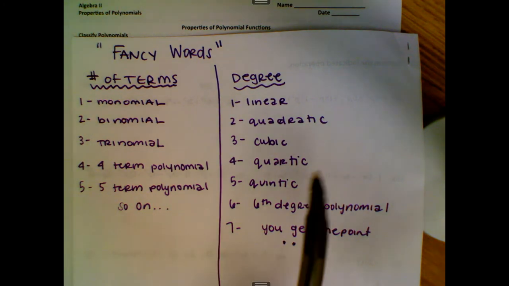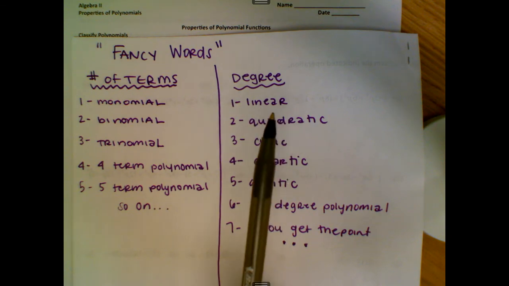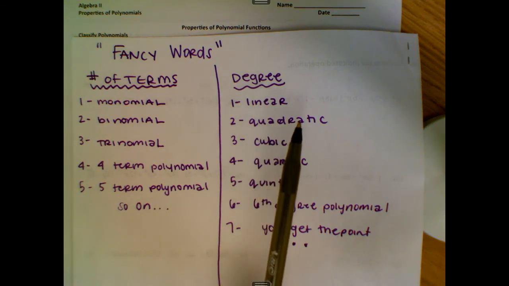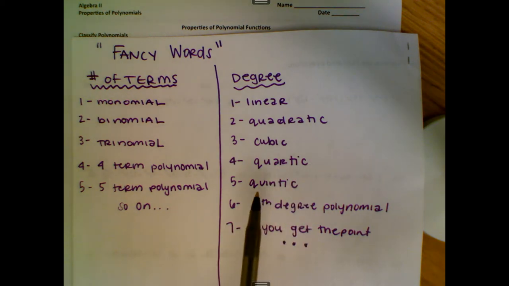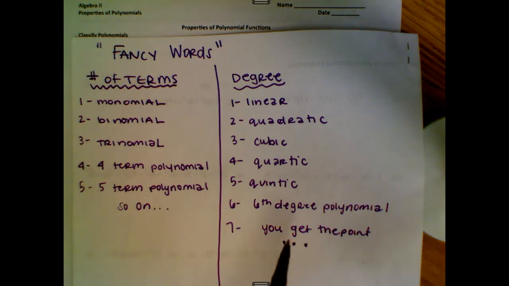For degrees, if it's the first degree, the fancy word for it is linear. Second degree is quadratic. Third degree is cubic. Fourth degree is quartic. Fifth degree is quintic. Then from then on, it goes 6th degree polynomial, 7th degree polynomial, so on and so forth. You get the point.